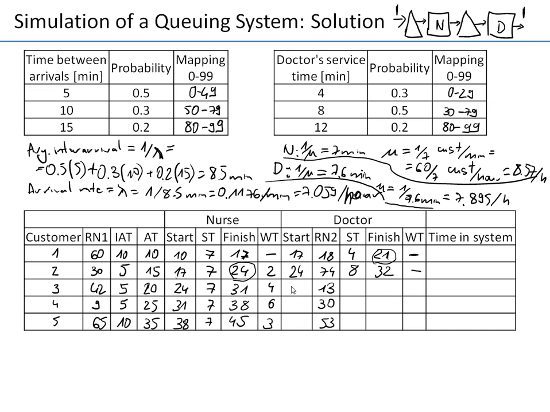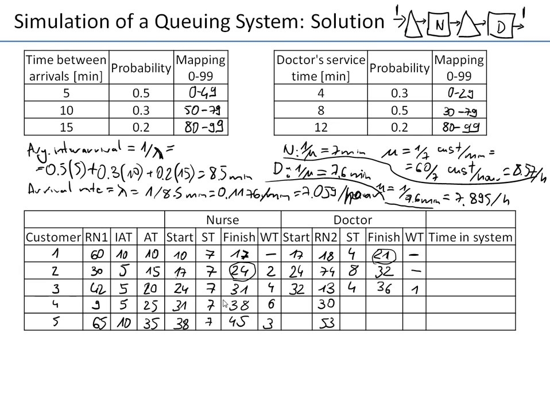And let's look at the third patient. The patient finishes at the nurse at minute 31, but the doctor is busy until minute 32. So the service will start at minute 32, which means 1 minute of waiting, right? And then again 13, we map it back through this mapping to 4 minutes of service. So that means 32 plus 4, the finish time is 36.